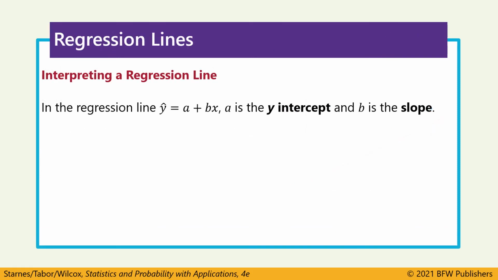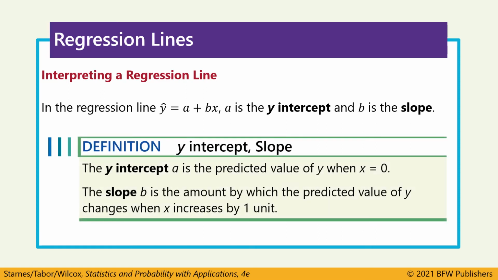Some of the other common questions when it comes to regression lines is interpreting the y-intercept and the slope. The y-intercept gives us the predicted value when we put in a 0 for that explanatory x variable. And the slope is the amount by which the predicted value of y will change each time the x increases by 1 unit.